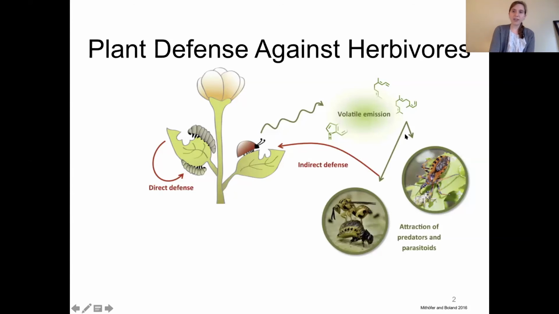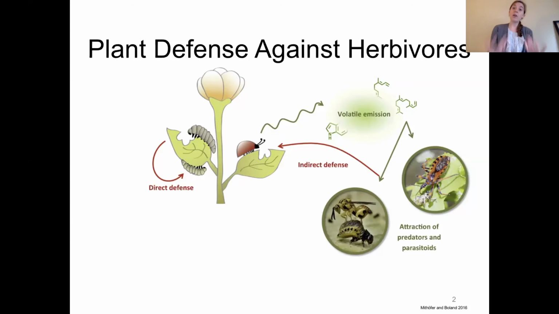Interestingly, it's also been demonstrated that these volatile emissions produced by plants that are damaged by insect herbivores can also attract predators and parasitoids. This attraction of predators and parasitoids to prey on those insect herbivores that are feeding on plants is referred to as indirect defense of plants.